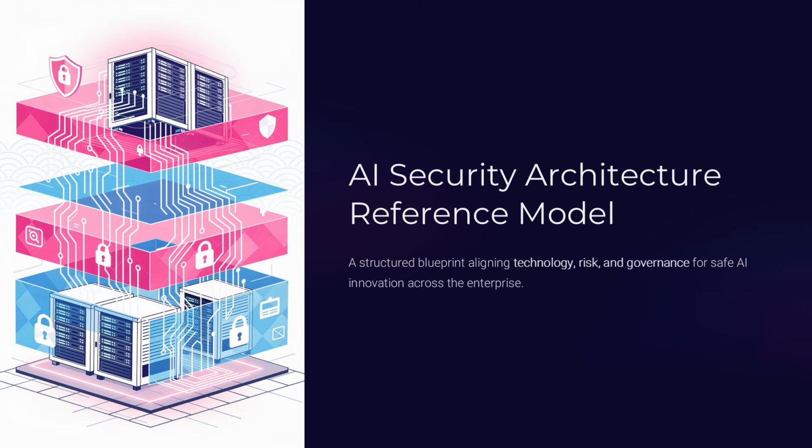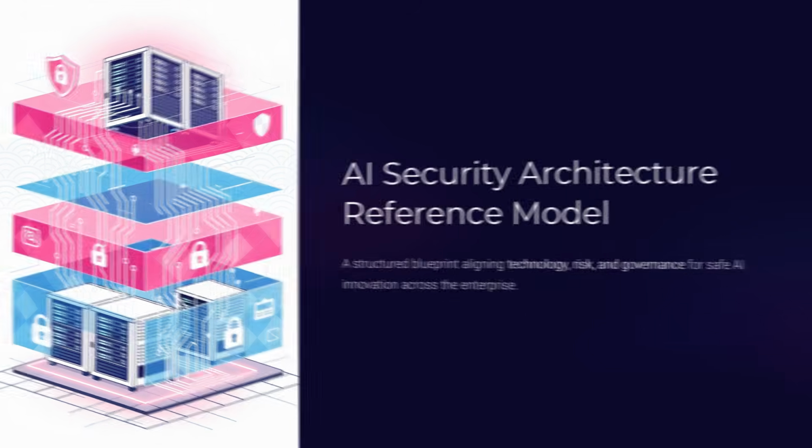Without a reference architecture, every artificial intelligence initiative becomes an experiment. Different teams design different protections. Controls become inconsistent. Risk visibility becomes fragmented. As an enterprise architect or security leader, your responsibility is to define a reusable artificial intelligence security architecture reference model. This model becomes the foundation for safe innovation across your organization. In this session, you will build that layered model.